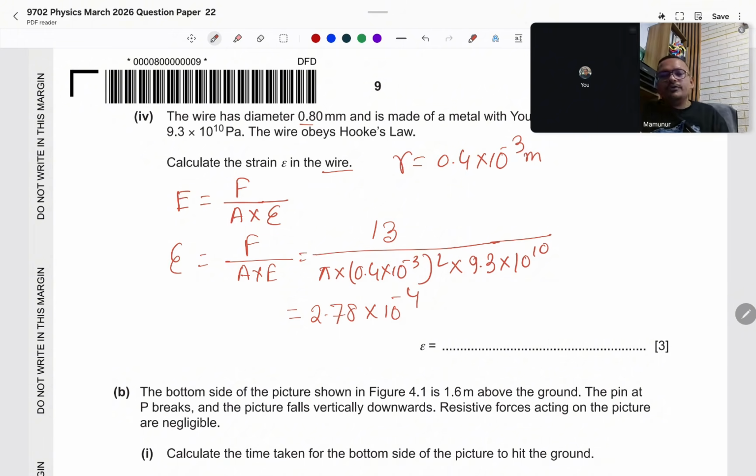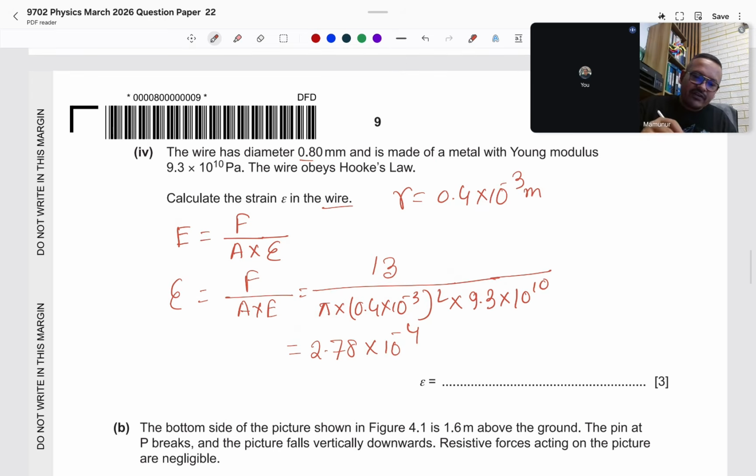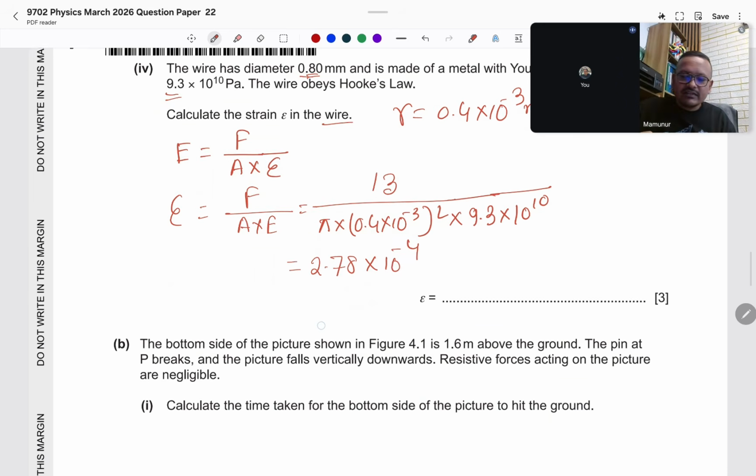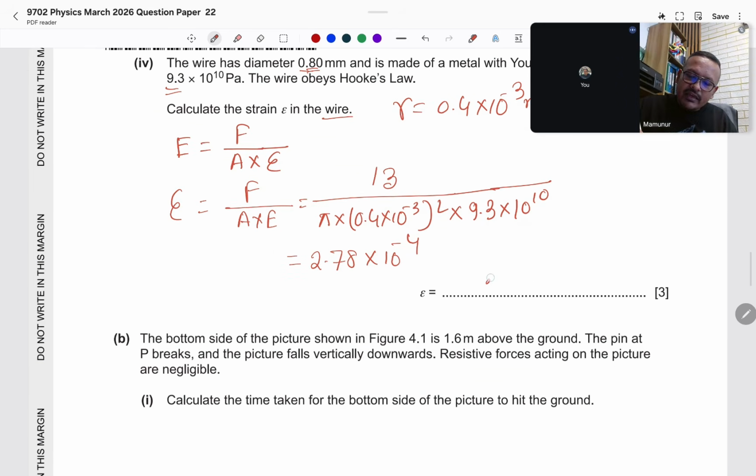If you use your own calculator, you will get the values, but we need to write the answer in two significant figures, because 0.80 is two significant figures and 9.3 is two significant figures. The answer will be 2.8 × 10^-4. There's no unit, because strain is a ratio of extension to original length.